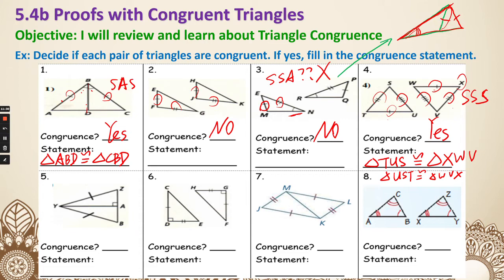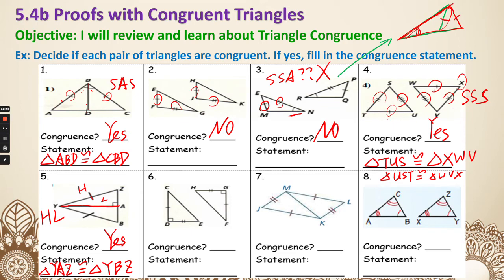You can see there's that, and there is a right triangle. They also both have this line. So that's the hypotenuse, and this is the leg. So it's the reason HL. And that is the special one for a right triangle. So yes, they are congruent. The statement is triangle YAZ is congruent with triangle YBZ.